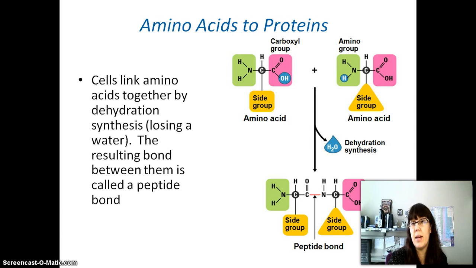So how do amino acids bond together to form proteins? Well, similarly to the way in which monosaccharides will bond together to form polysaccharides, you have the removal of a water molecule. This is called dehydration synthesis in both cases. The bond that forms between the two amino acids is referred to as a peptide bond, and it can be recognized by the following: a carbon bonded with a double bond to an oxygen, and a single bond to a nitrogen that's got a single bond to a hydrogen.